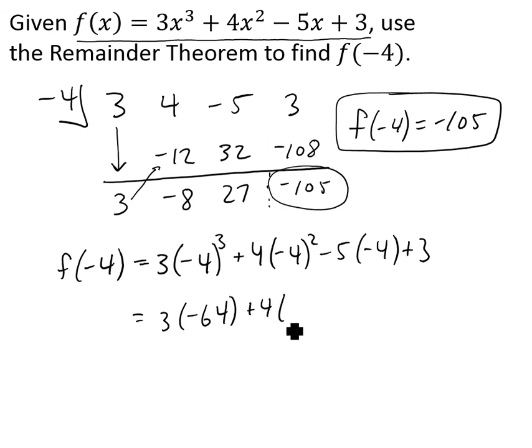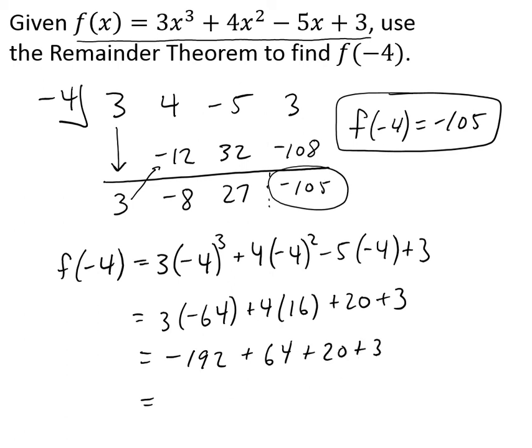Negative 4 squared is positive 16. So here we've got negative 192 plus 64 plus 20 plus 3. And if we add all that together, we do in fact get negative 105.